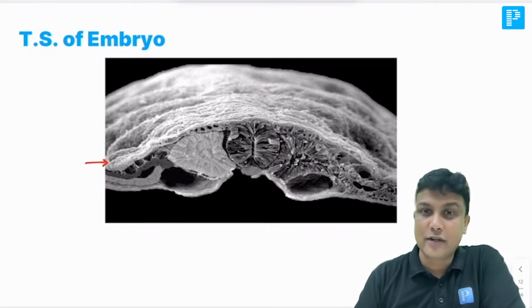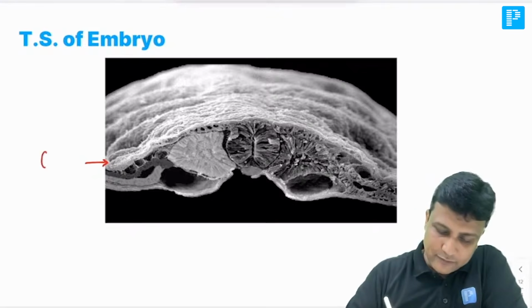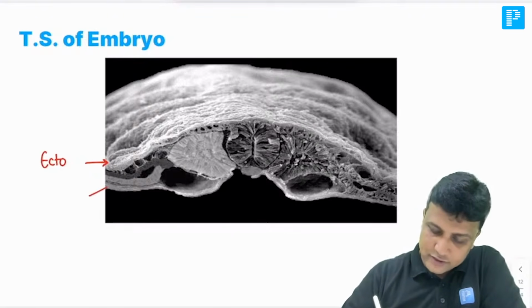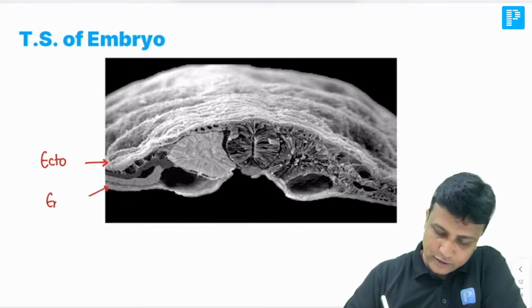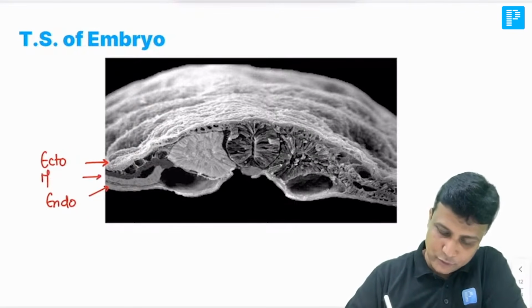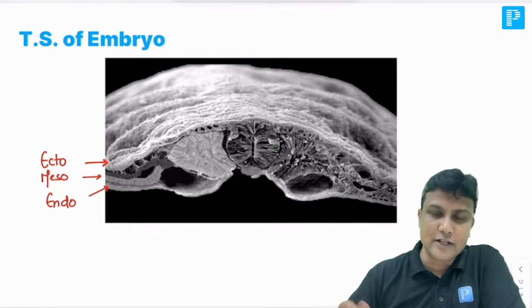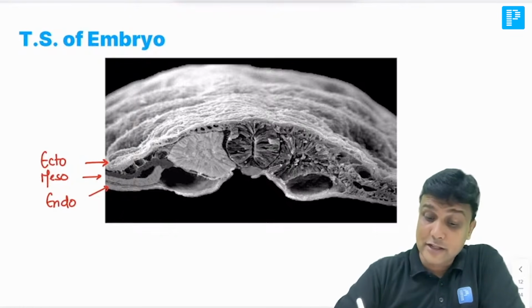What is this germ layer on the outer side? This one here will be the ectoderm. Now what is this germ layer on the inner side here? This one here will be the endoderm. And in the middle, you'll have the mesoderm. Now, is it a longitudinal section or transverse section? Yes, of course, it is the transverse section.